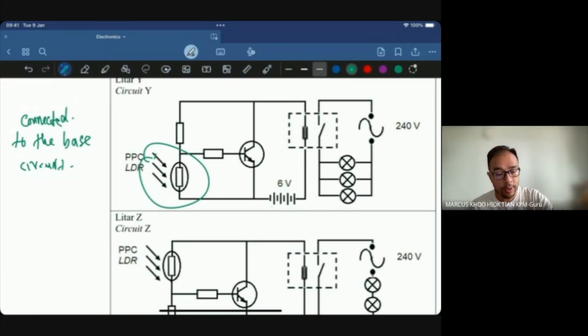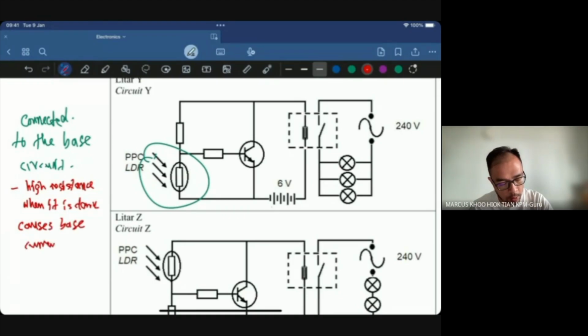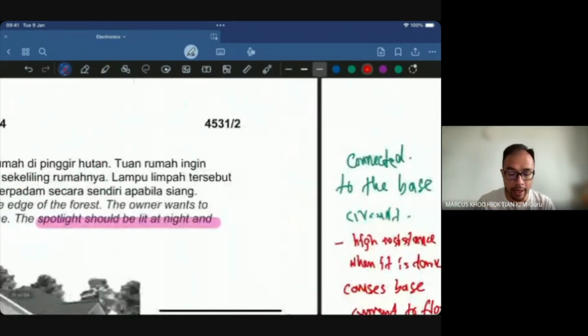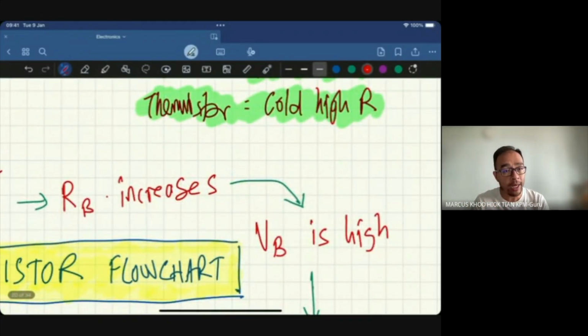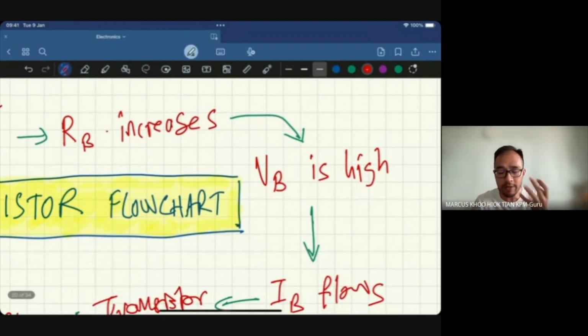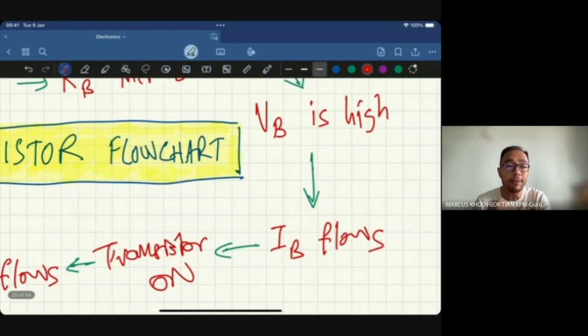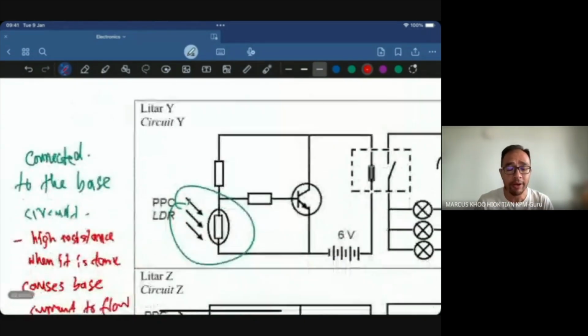And the reason for this is high resistance when it is dark causes base current to flow. The main feature of the LDR, as I mentioned just now, is at night the resistance is high. If resistance is high, it means the base voltage is high, which means base current flows. I know I'm skipping step 2 and step 3. I'm not going to write the entire thing in my reasoning.